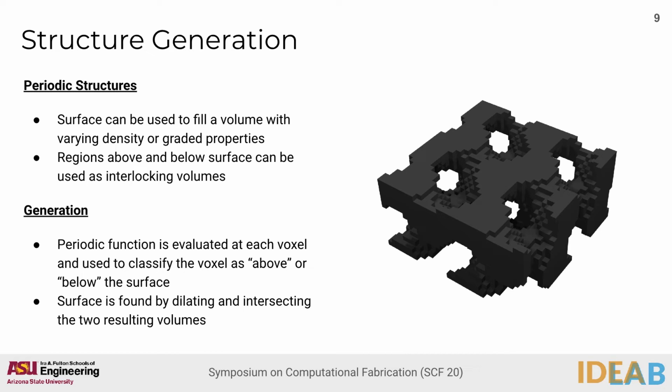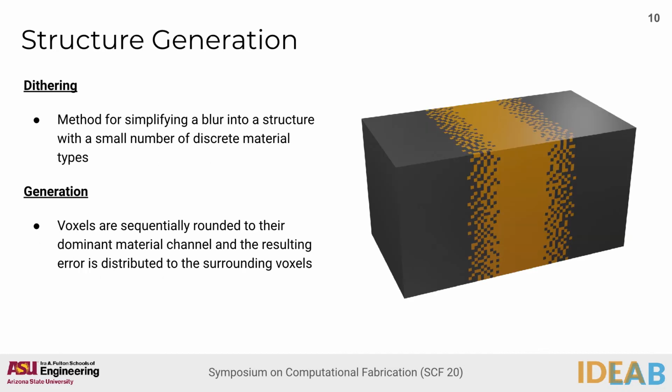Because we are working with voxels at set coordinate increments, we implement this function by evaluating the function at each voxel and classifying it as either above or below the surface. If we would like to find the surface itself, we can then take the 2 resulting volumes, dilate them, and find the intersection. As with the lattice structure, graded properties can be achieved by dilating or eroding portions of the structure. The third type of structure we are interested in is a dithered structure.